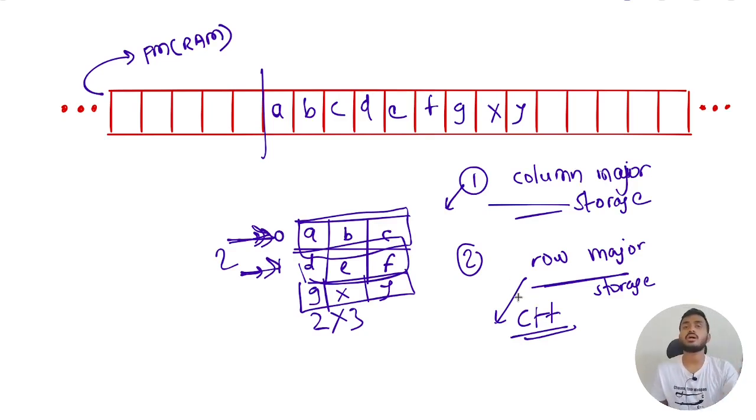So I hope now you got how two-dimensional arrays get storage into the memory. We have two ways, column measure way and row measure way, and C++ uses the row measure way of storage.